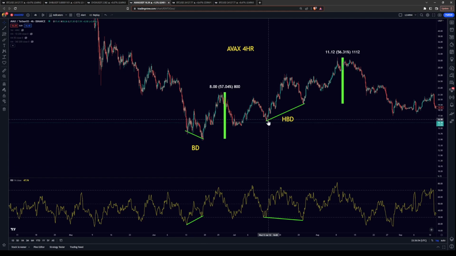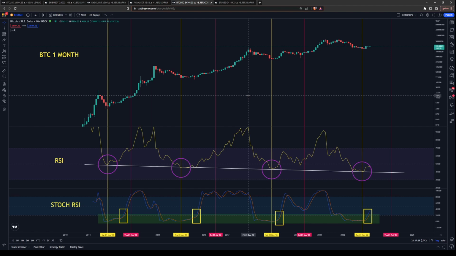Hidden bullish divergence is a low on the price action, a higher low on the price action, with a low on the RSI, a lower low on the RSI. That makes a hidden bullish divergence. So again, if you were to trade this idea, you would have had about a 56% move. Once it got to that overbought territory, you take your profits, you close your trade, and you wait for the next opportunity.